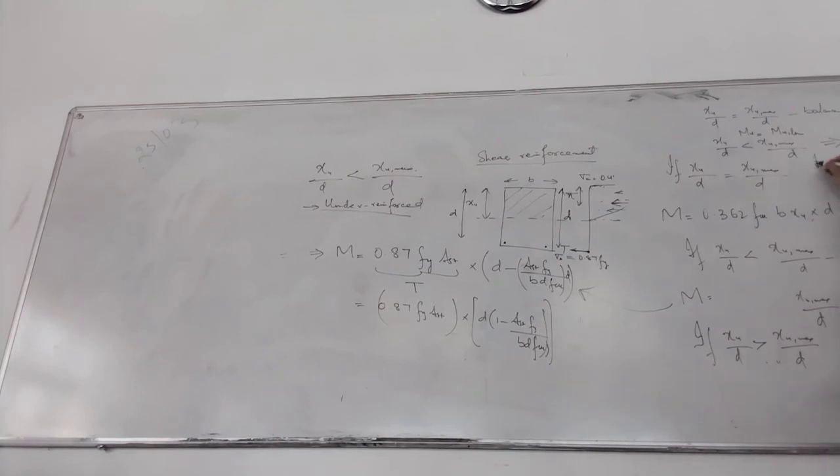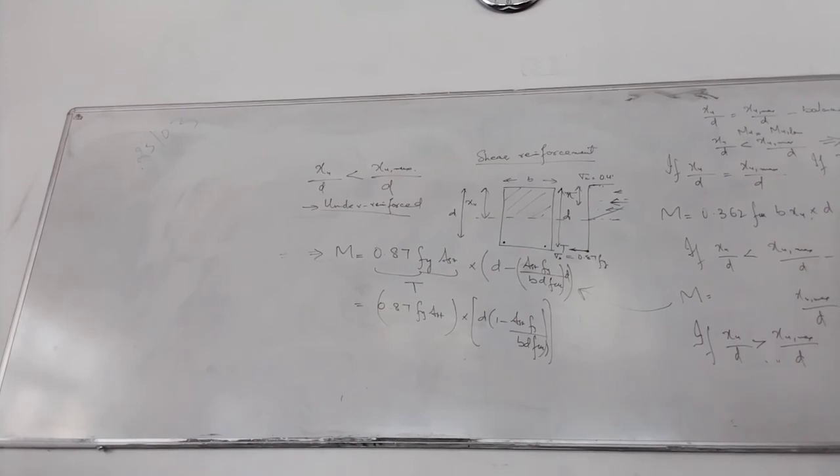But if xu by d is greater than xu max by d, what's happening? Mu is greater than Mu limiting. So your steel is taking more load than for a balanced section. So the failure would be brittle. Thereby, to avoid that, what do we do? इस केस में हमें क्या करना है? Mu limiting को ही increase करना है. For that, Mu limiting increase करने के लिए क्या करेंगे? b, d या fck increase करेंगे.